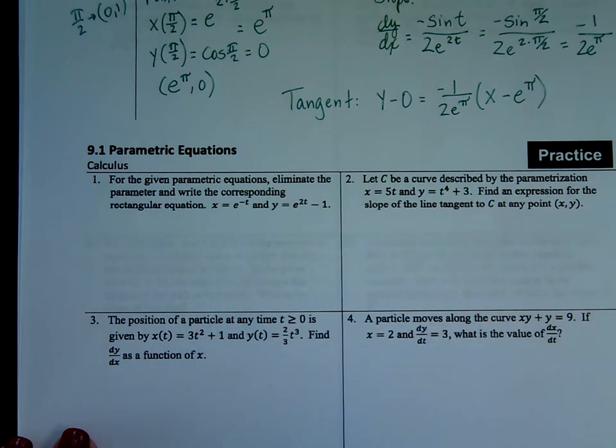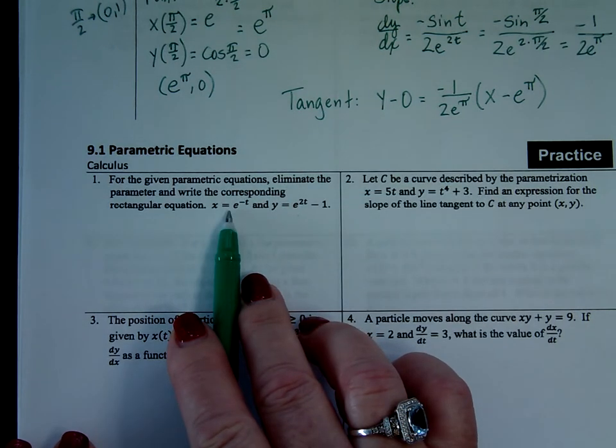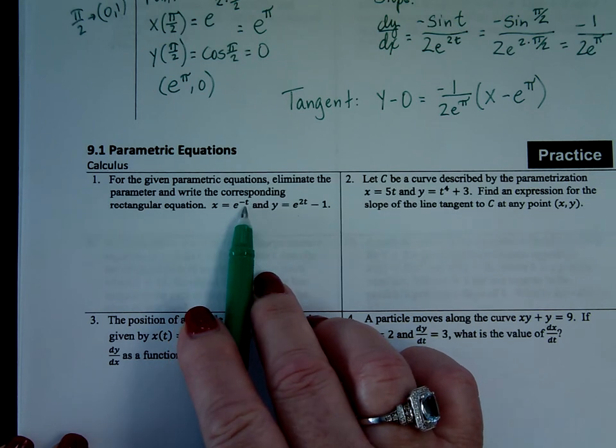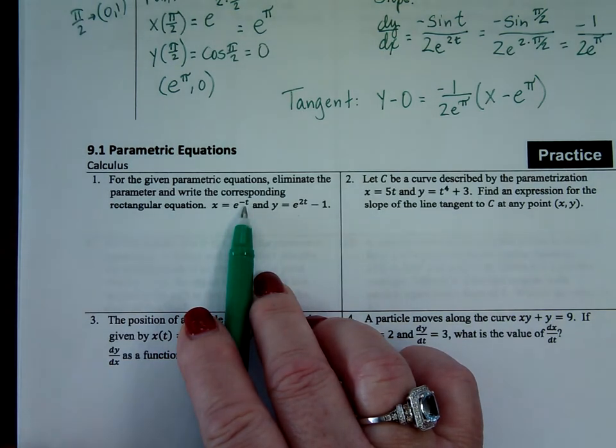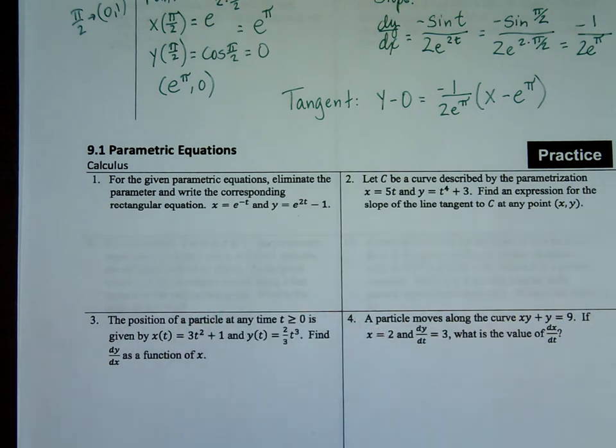So eliminating the parameter, remember we did that as our first couple examples. You want to solve one of the equations for t and then substitute it into the other one. So we're going to take, obviously, the easiest of these two, this guy right here. So if I solve for t, see how t's in the exponent? I need to bring that t out of the exponent, and the only way I can do that is with logarithms. In this case, natural logarithms because it's an e. So here's what it would look like. I take the ln of both sides.